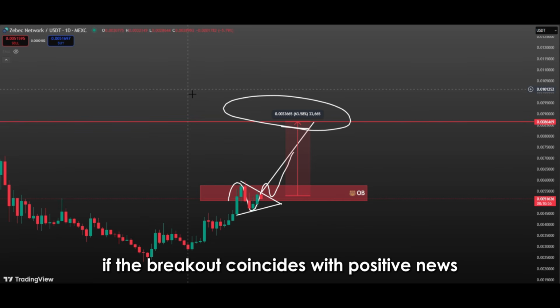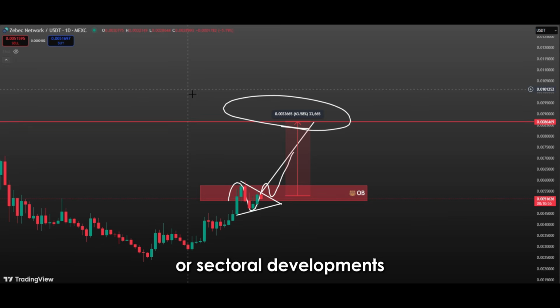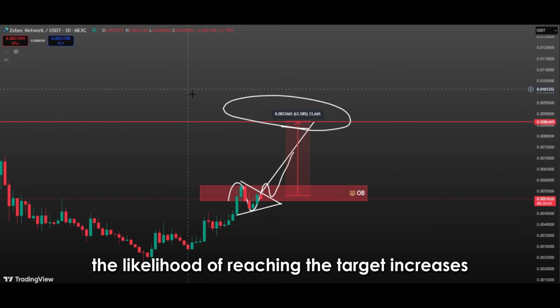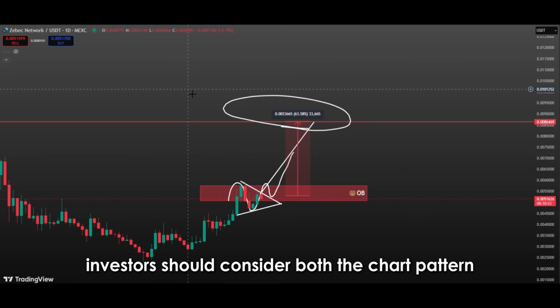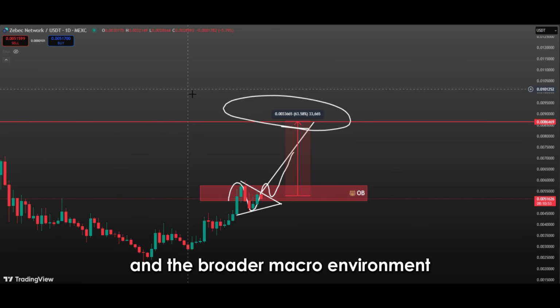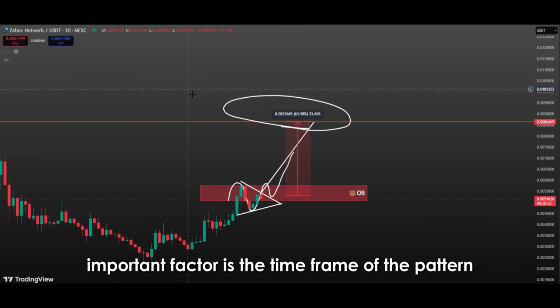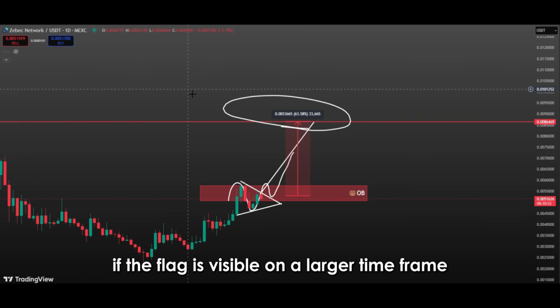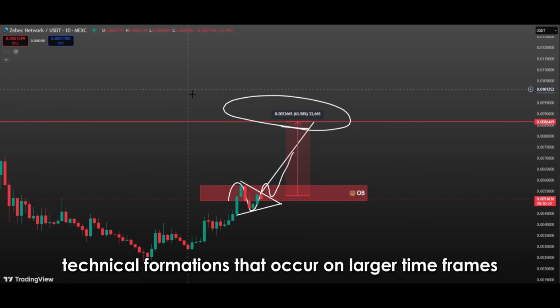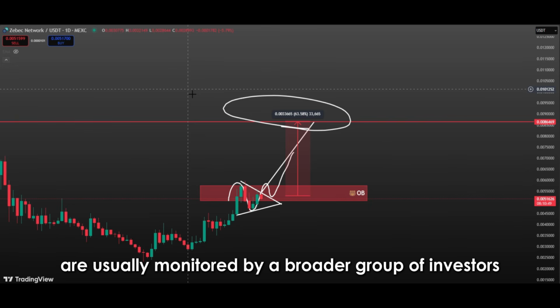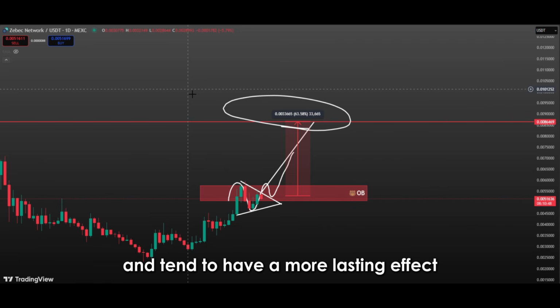If the breakout coincides with positive news or sectoral developments, the likelihood of reaching the target increases significantly. For this reason, investors should consider both the chart pattern and the broader macro environment. Another important factor is the time frame of the pattern. If the flag is visible on a larger time frame, its impact tends to be stronger and longer lasting. Technical formations that occur on larger time frames are usually monitored by a broader group of investors and tend to have a more lasting effect.